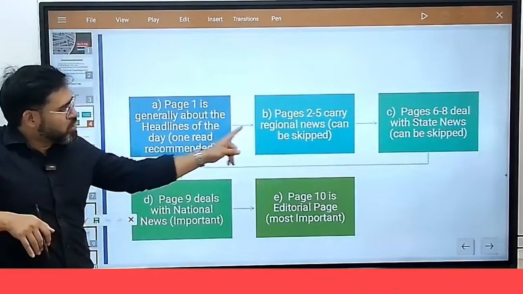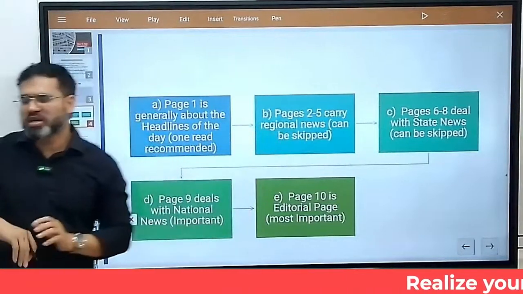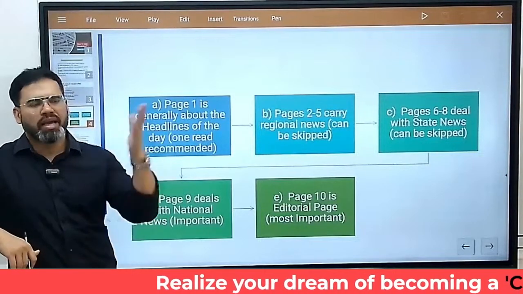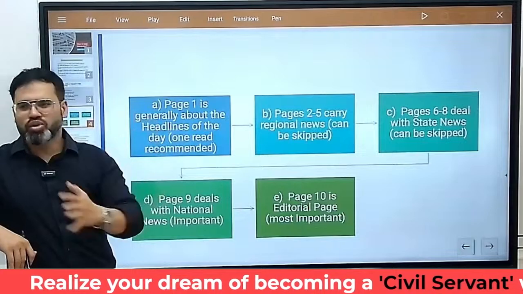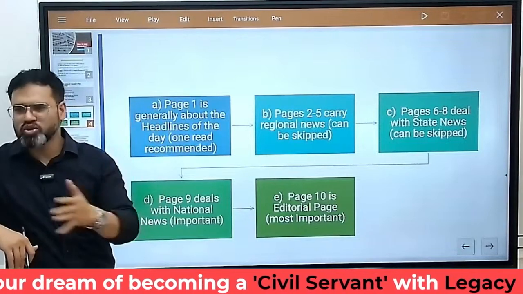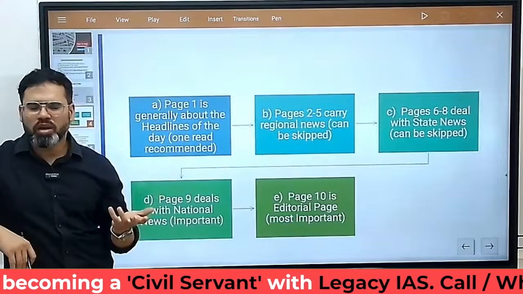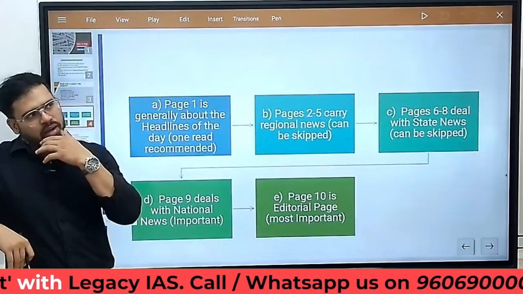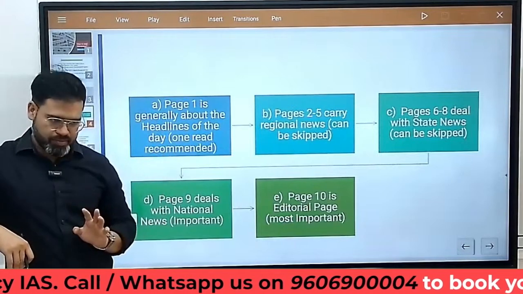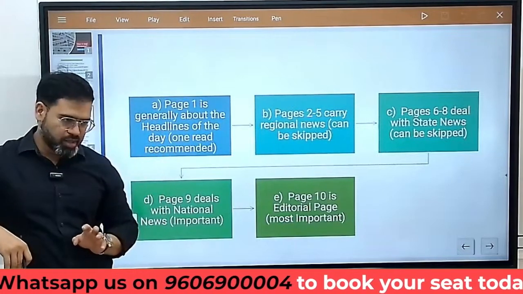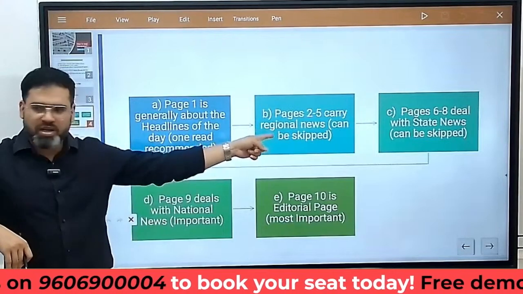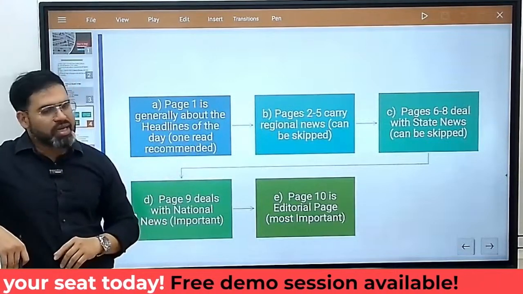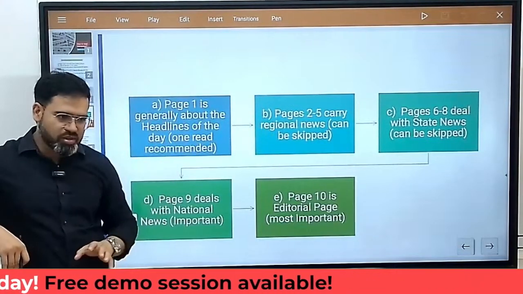Then if you go to page number 2 to 5, they carry basically the regional news. Regional in the sense, if you read the Bangalore edition of The Hindu or the Delhi edition, you will get Delhi news only or Bangalore news only or Chennai news only. So that news is not important, and let me tell you why. For example, one guy is preparing from Delhi. He is getting The Hindu from Delhi only, correct? He will not get these news. If UPSC asks questions from these areas, it is definitely a disadvantage to that guy or not.